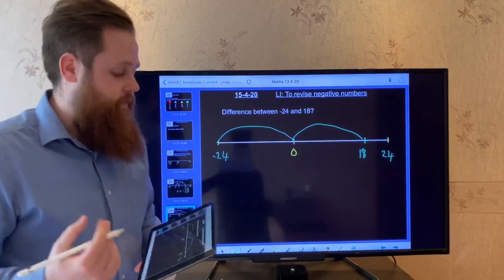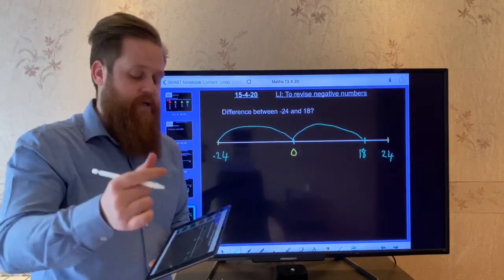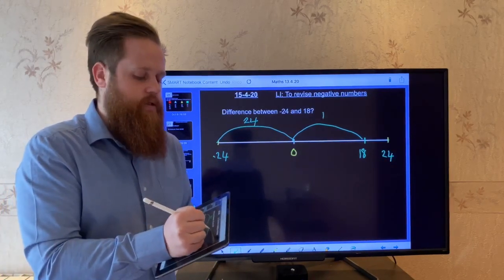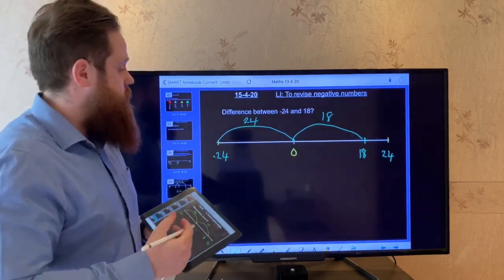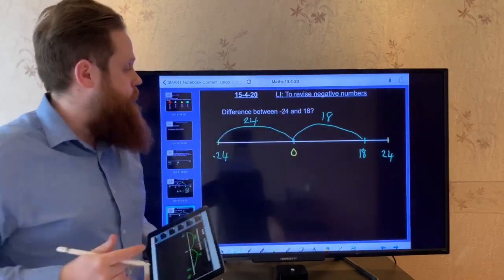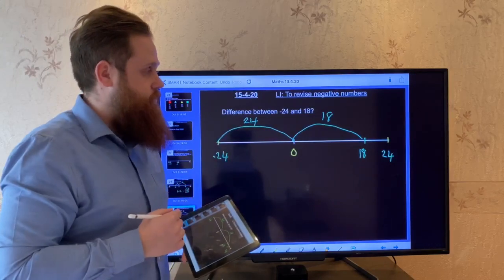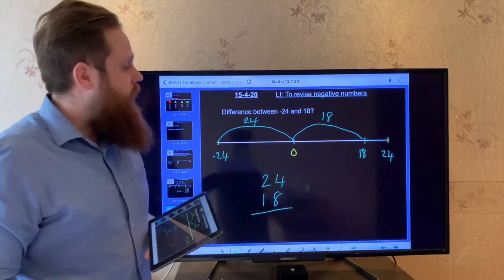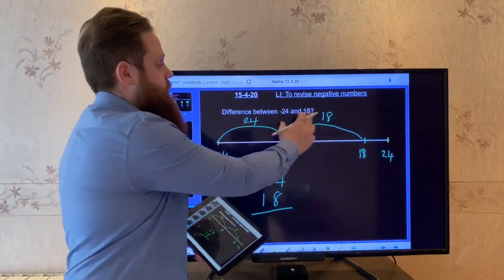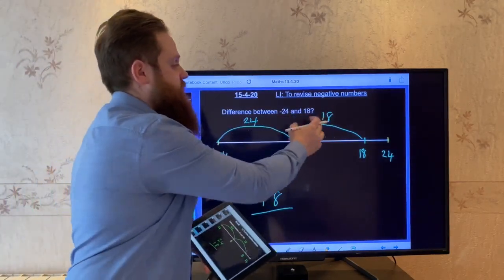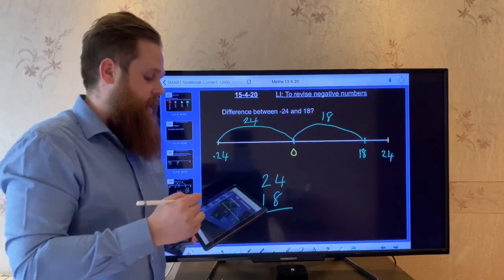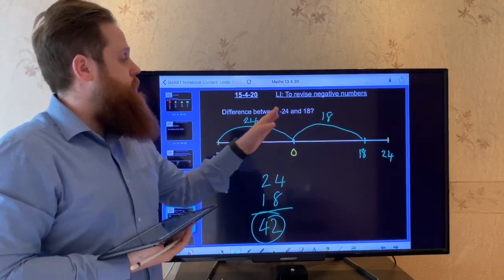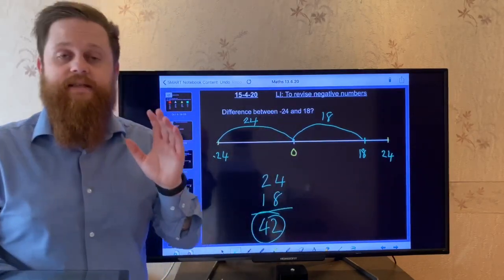Well, it's fairly straightforward. Minus 24 to 0 is, of course, 24. And then 0 to 18 is 18. What is the difference? Well, add up your two jumps together. 24 plus 18. Well, I could, if I really wanted to, do it that way. Or I could use that partition. 20 plus 10 is 30. 4 plus 8 is 12. 30 plus 12 is, of course, going to be 42. So the difference between minus 24 and 18 is 42.